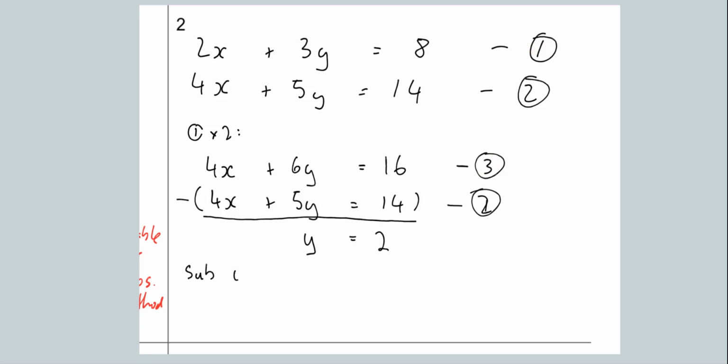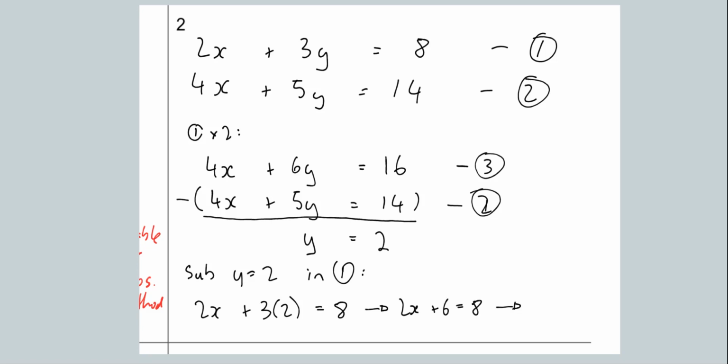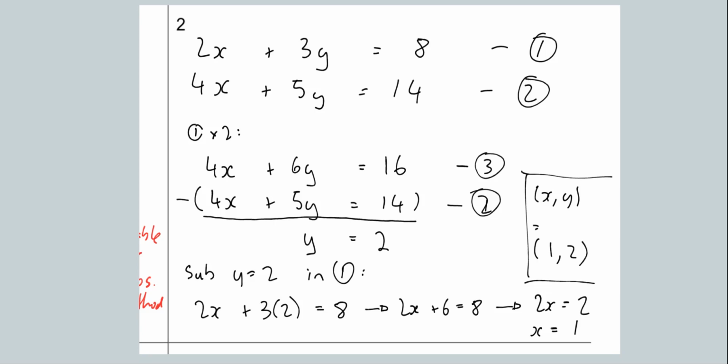I will substitute y equals 2 in equation 1, and I'll get 2x plus 3 times 2 is equal to 8. That gives me 2x plus 6 equals 8. That gives me 2x is equal to 2, and x is equal to 1. And so our solution set, which I'll put in this little box here, is that (x, y) is equal to (1, 2). So that's my solution for that one.